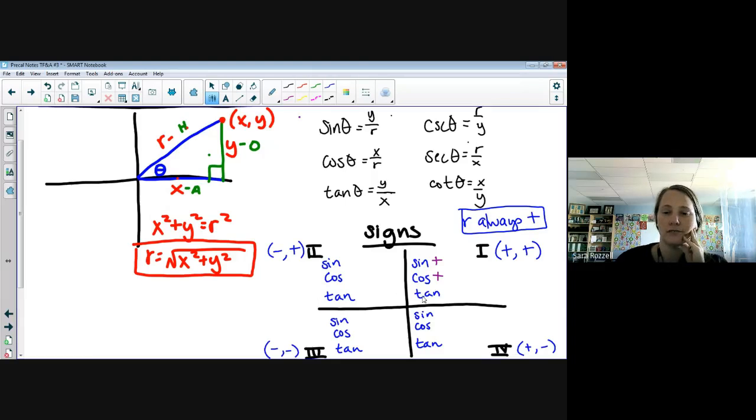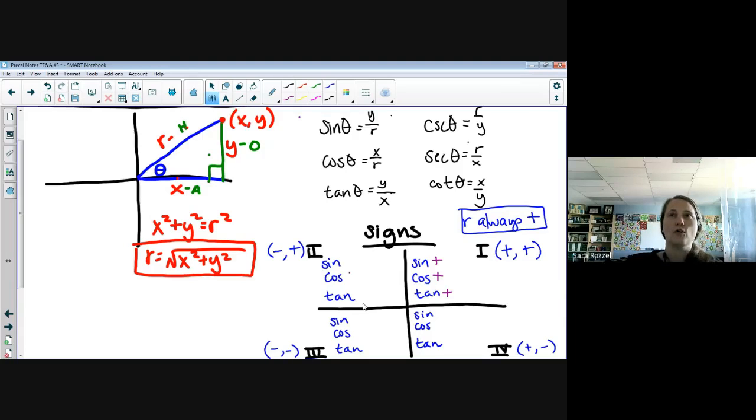Okay. Tangent is Y over X. Y and X are both positive. Positive over positive makes a positive. I bet y'all are thinking, are we ever going to get a negative? Yes. Just not in the first quadrant. In the first quadrant, every single thing is positive because we don't have any negatives to deal with. X and Y are both positive.